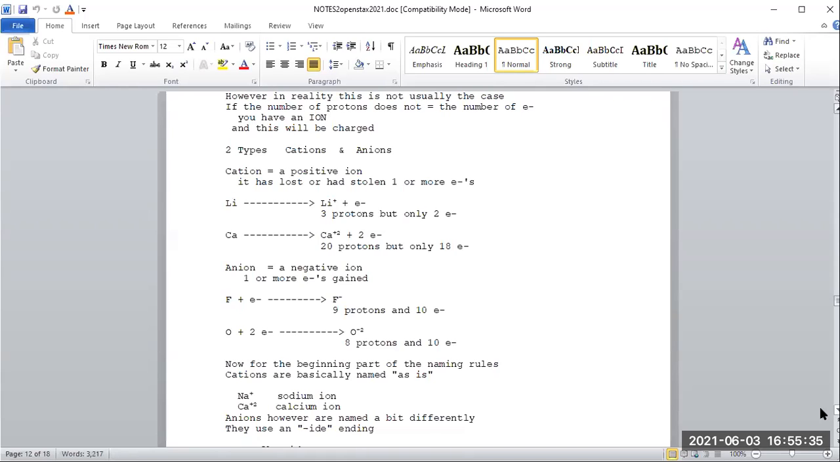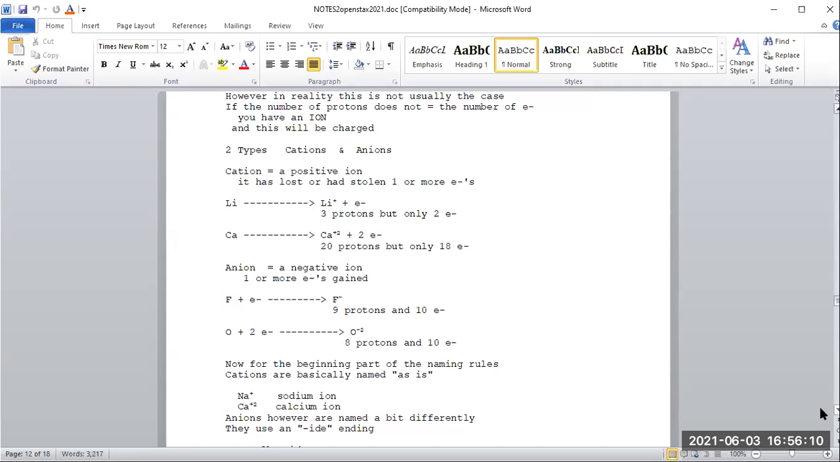A calcium atom has 20 protons because it's number 20 on the periodic table. Therefore, it has a tendency to lose 2 of its electrons and have only 18 left. And the 2 positive charges that used to be covered up by those 2 electrons now kind of shine through.